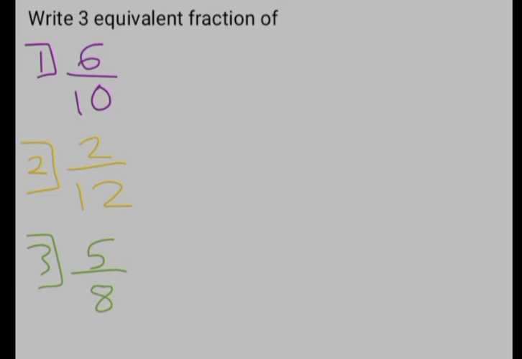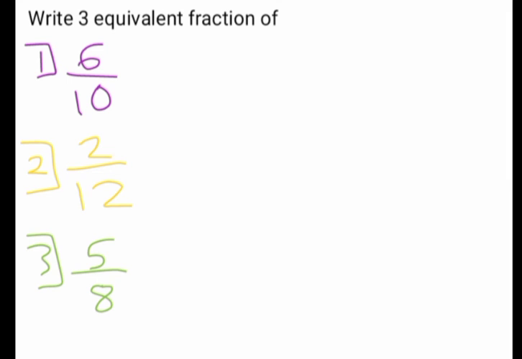I will give more examples so that you can solve it. So here are 3 questions. Write 3 equivalent fractions of 6 upon 10, 2 upon 12 and 5 upon 8. You can practice this question to understand what is equivalent fraction.